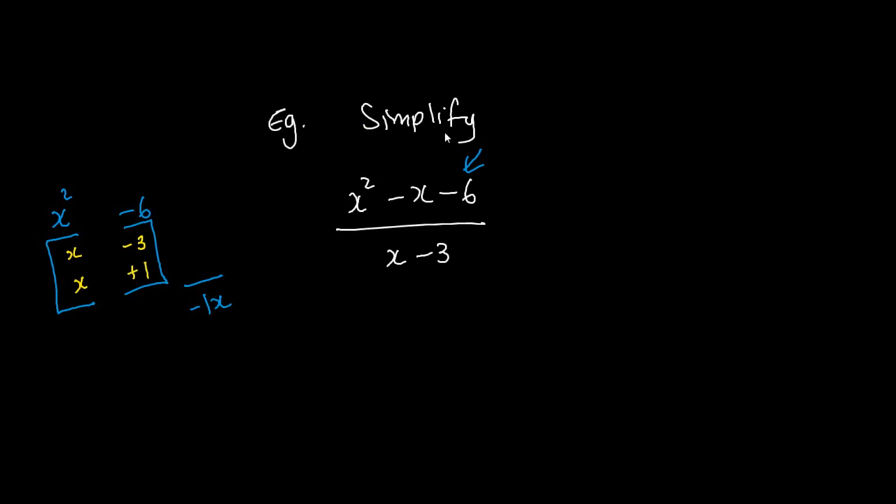So when I do cross multiply, negative 3 times x is negative 3x, and 1 times x is plus 1x. Thus, sorry, it's my silly mistake. There should be a 2 here. Now that makes sense, right?